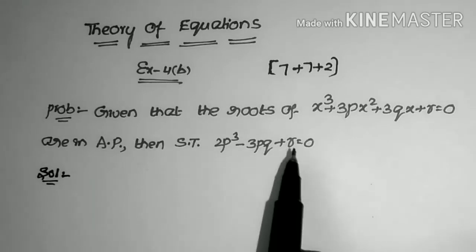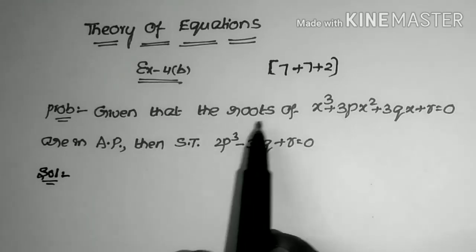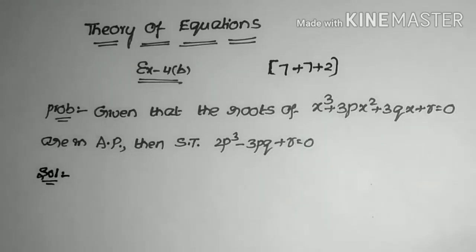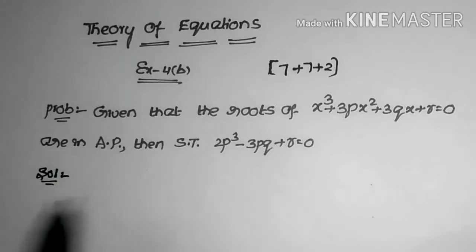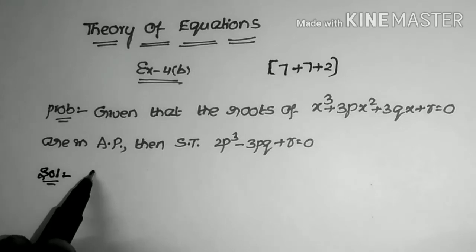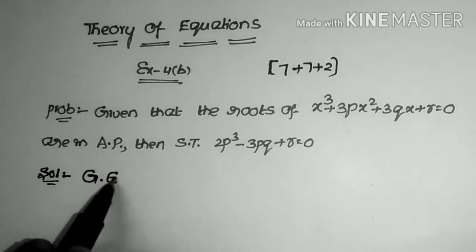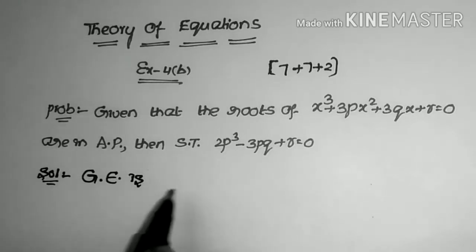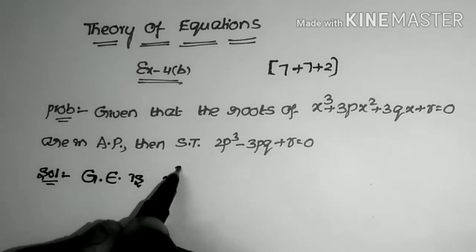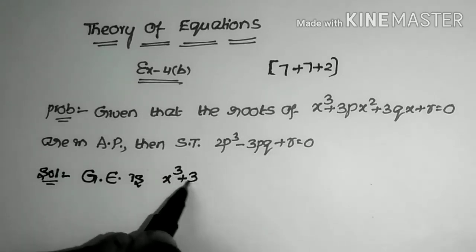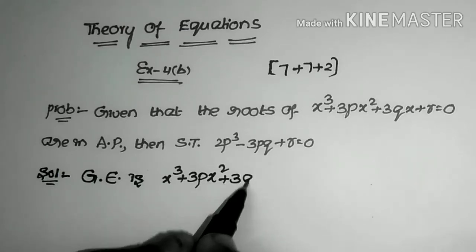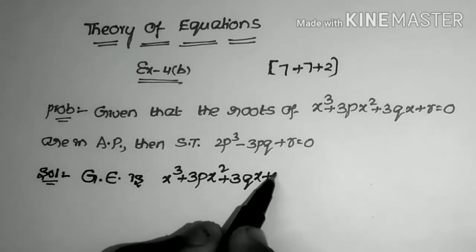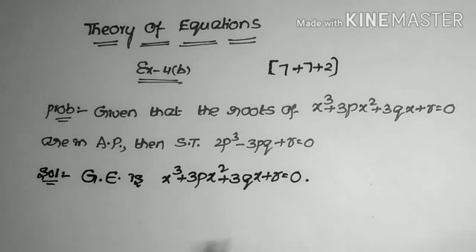Solution. What is the given data here? Given that the roots of the given equation are in AP. So, roots are in AP, then we have to show this condition. First, I write the given data. The given equation is x cube plus 3px square plus 3qx plus r is equal to 0. And also what is given? The roots of this equation are in AP.